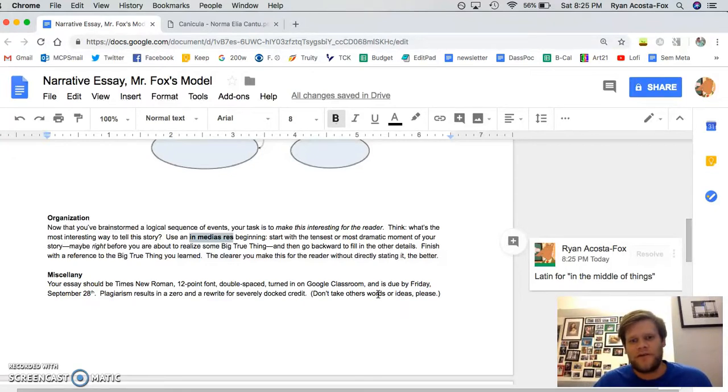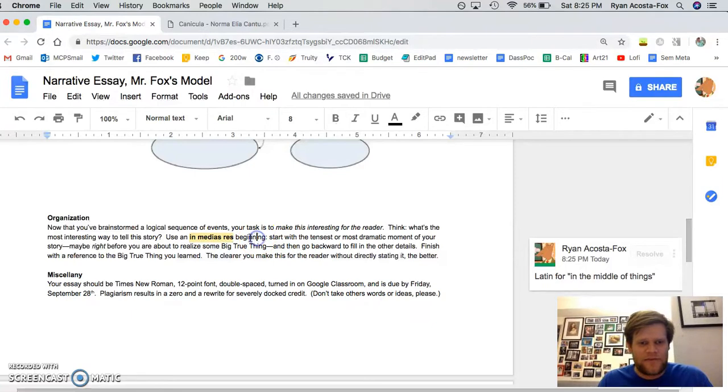But as you know, that's not always the most interesting way. The audience is not always interested in hearing those details, simply where it starts. The reader really wants to hear the most interesting thing, right? That's how you hook them. That's how you get them interested in your story.